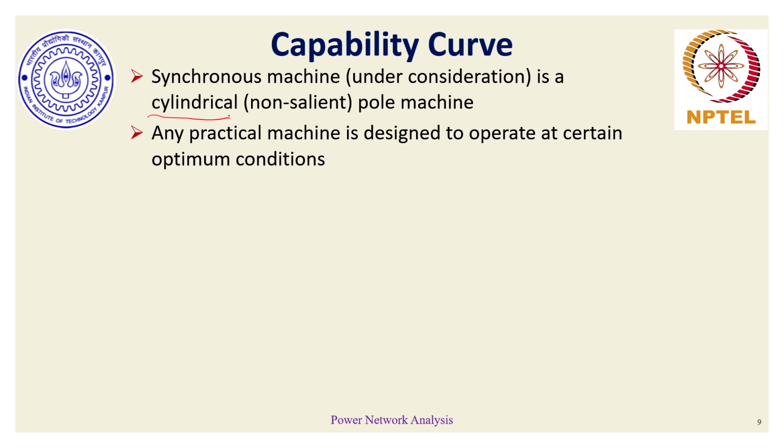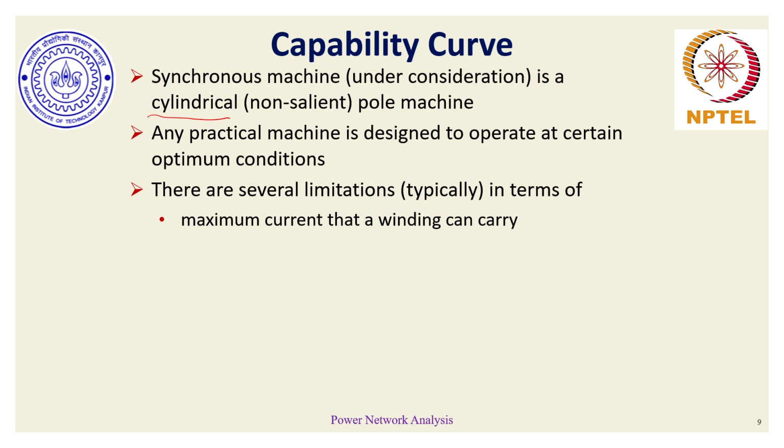Same is also true for a synchronous machine. For the capability curve discussion, we will consider the cylindrical pole machine specifically. Similar discussion is also applicable for salient pole machine, but that we will avoid for the sake of simplicity in this particular discussion. So for a synchronous machine, or for any electrical equipment, there can be several such limits. Those limits come from three major components.